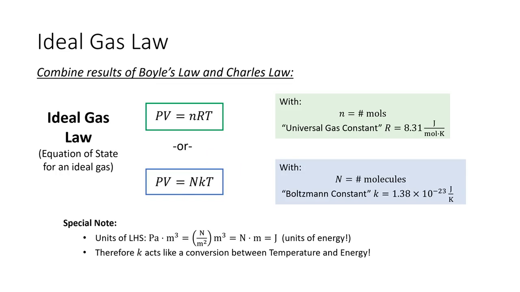And so then you can see that k, that Boltzmann constant, it's really like a conversion between temperature and energy, which you can see from its units of joules per Kelvin. So just a little interesting thing to keep in mind. We'll be talking a little bit more about that later on today and in some future lectures.